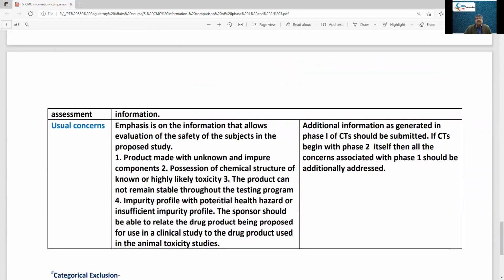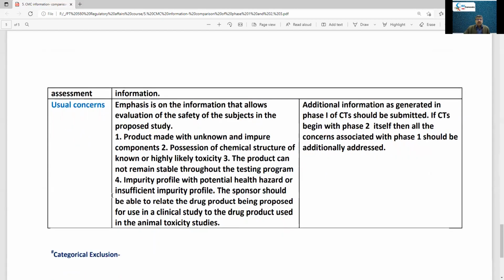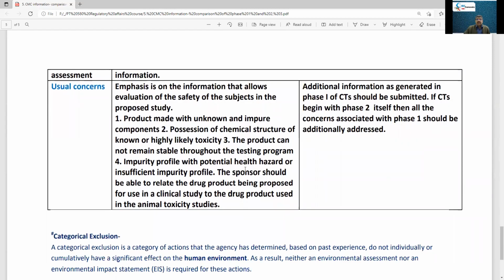The usual concerns in the CMC section in phase 1 are that the emphasis here is on the information that allows evaluation of the safety of the subjects in the proposed study. So the main concern areas are product made with unknown and impure components, possession of a chemical structure of known or highly likely toxicity, a product that cannot remain stable throughout the testing program, and then impurity profile with potential health hazard or insufficient impurity profile.